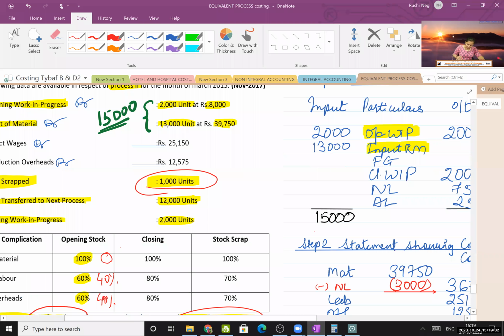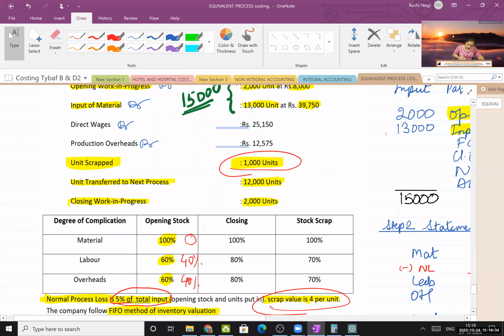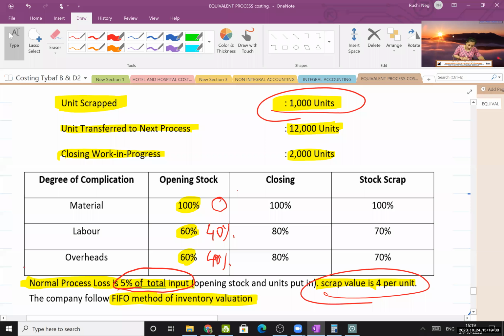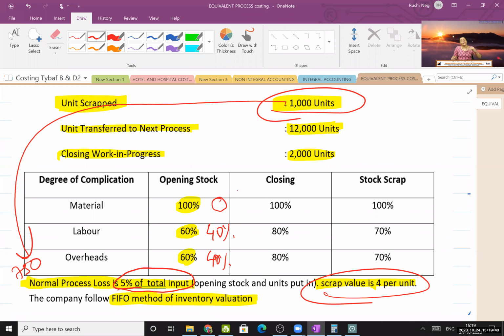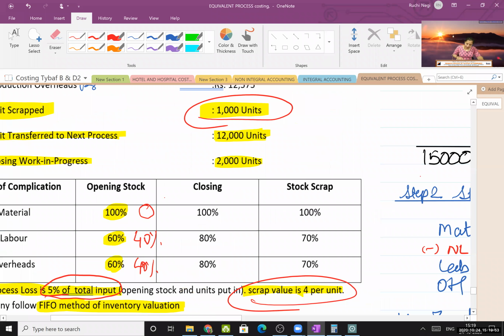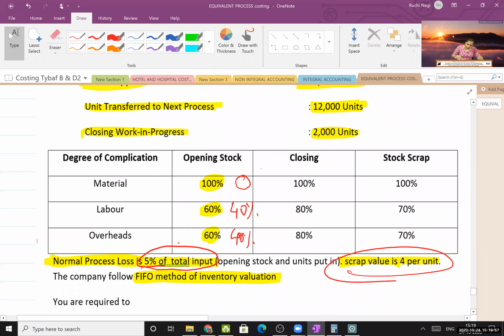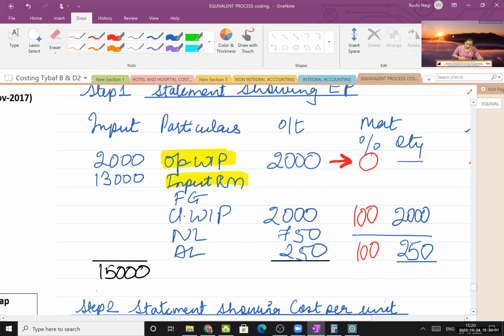Next. Now normal loss is how much? We got normal loss 750. But the question says normal loss is 1000. Question is saying normal loss is 1000. That means the difference of 250 is abnormal loss. Okay. Is that clear? Abnormal loss concept is clear to everyone? Acknowledge it in the chat box.